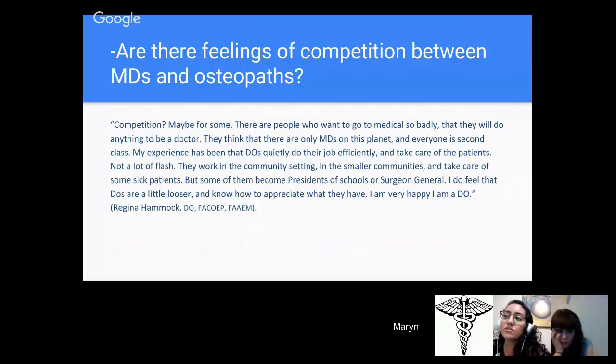So in her experience, osteopaths quietly do their job, but they do it efficiently, and they serve in big and small communities, and they take care of their sick patients. And osteopaths also live in a way that is more relaxed, a little more loose, and this is one of the other differences from doctors in medicine. So osteopaths really appreciate the talent that they have in their hands.